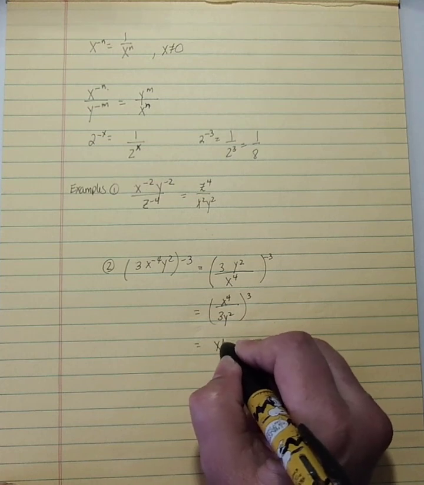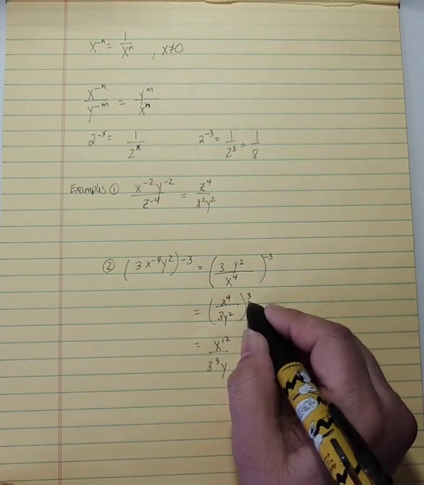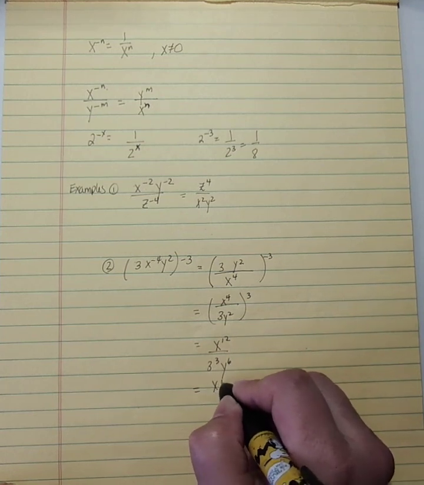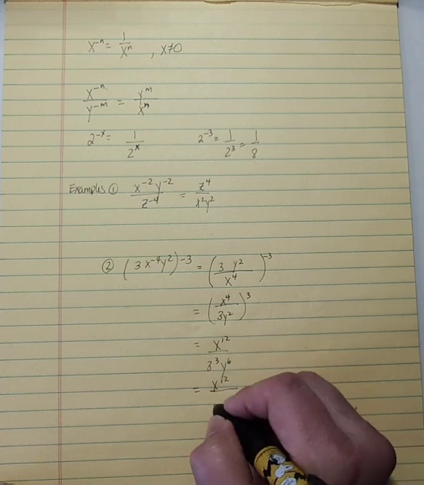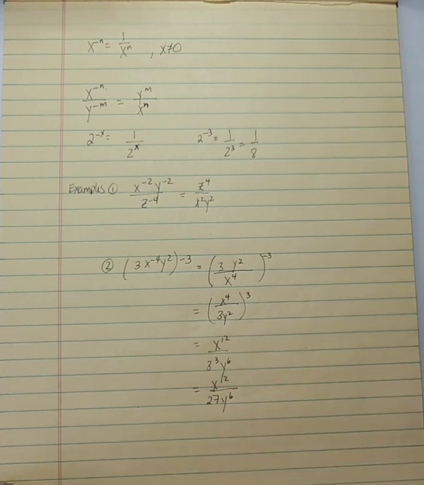So I'd have x to the 12th, 3 to the 3rd, y to the 3 times 2 is 6. So my answer would be x to the 12th over 27 y to the 6th.